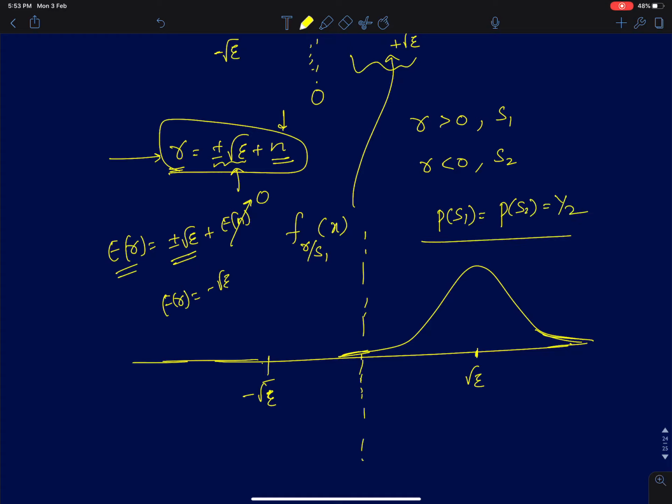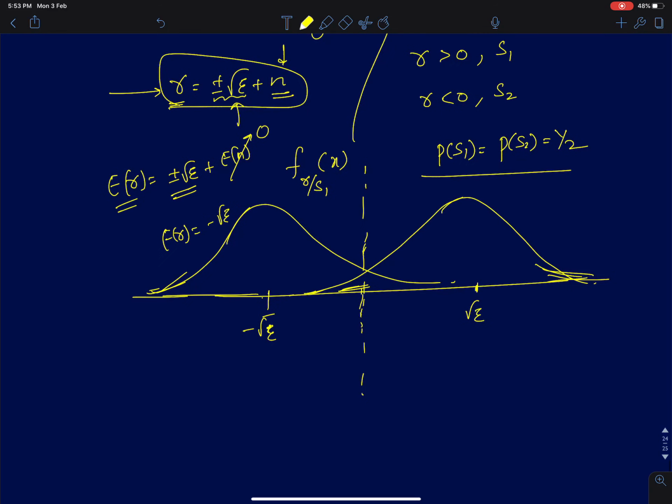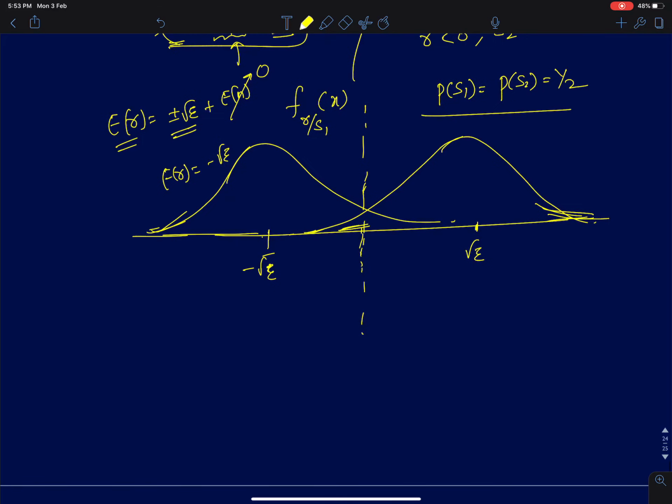And similarly, the graph is going to look something like this. I haven't drawn it properly, but this is your graph for the probability density function for the received signal. Now, when will we say that there is an error in reception?